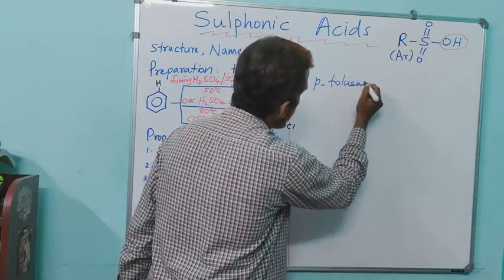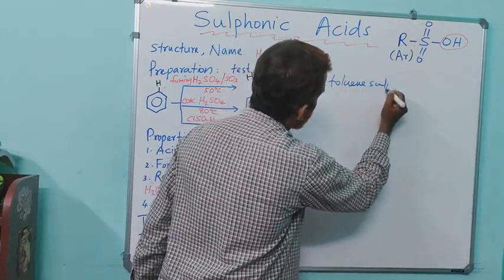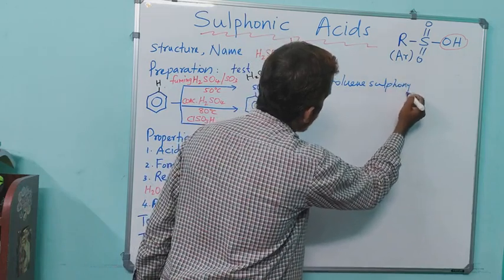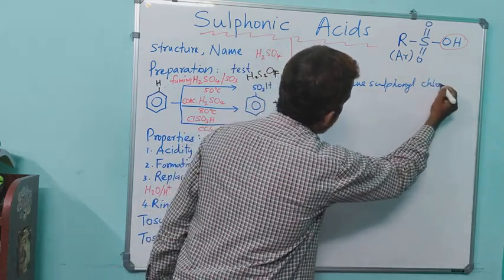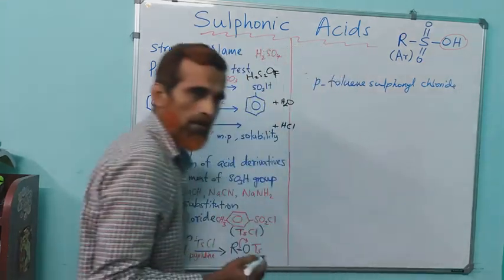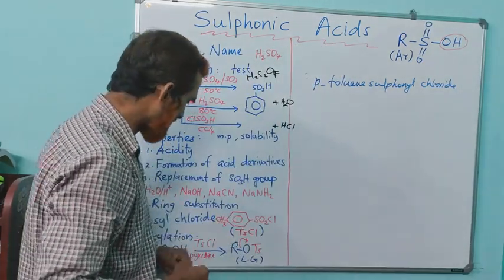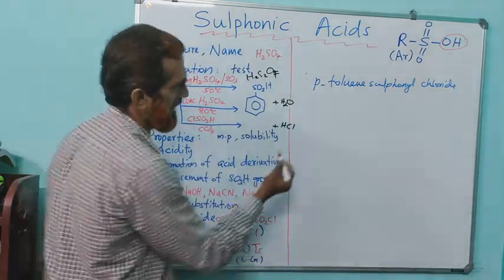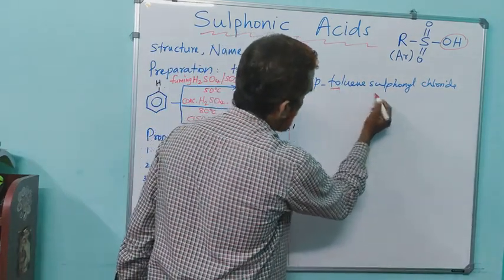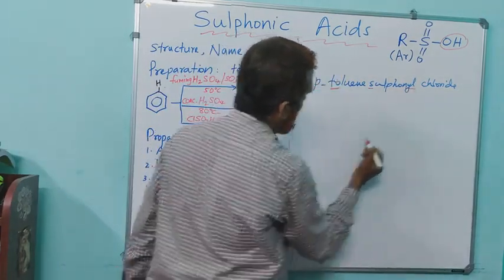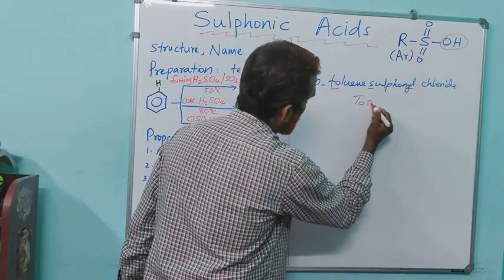Para-toluene sulfonyl chloride. Okay. Now I am marking here. This is shortly called tosyl. How? T-O-S-Y-L. So it is simply called tosyl.